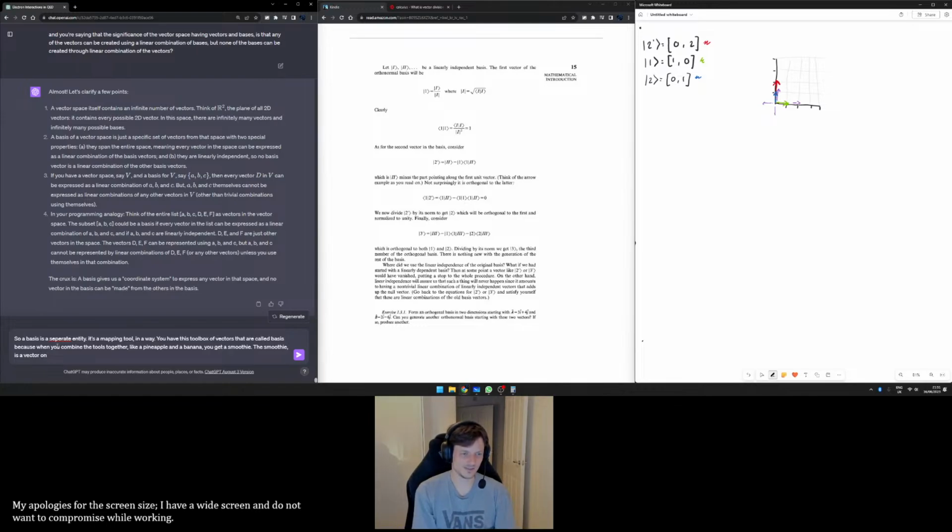Okay, so let me just reword this. So basically this is a separate entity. It's a mapping tool in a way. You have this toolbox of vectors that are called basis because when you combine the tools together, you get a mapping. That mapping can be used to form a vector on the whiteboard.